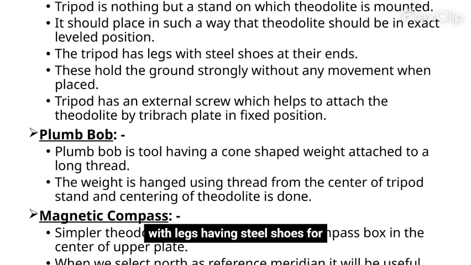This slide covers remaining parts of theodolite: tripod, the stand on which theodolite is mounted with legs having steel shoes for stability and an external screw to attach the theodolite; plumb bob, a tool with a cone-shaped weight attached to a thread used for centering the theodolite; and magnetic compass, sometimes included in simpler theodolites for selecting north as a reference meridian.